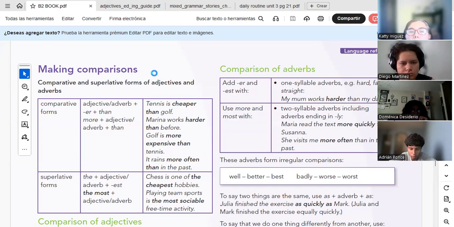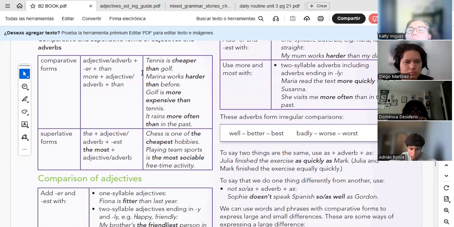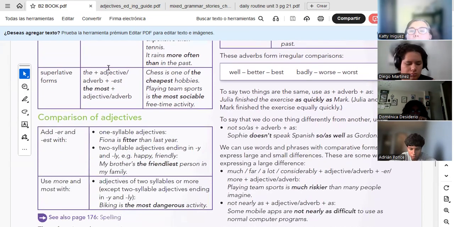And a screenshot, okay? Then it says common adjectives. These are the rules, right? So add -er or -est with one syllable adjectives. Fiona is fitter than last year.